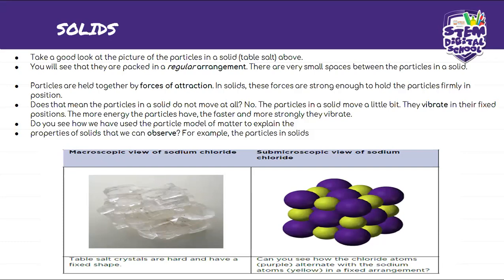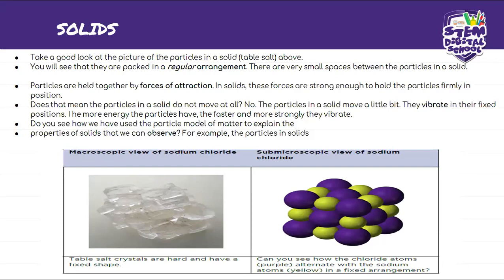Take note. Do you see we have used the particle model of matter to explain the properties of solids that we can observe? For example, the particles in solid. So the first one is the macroscopic view of sodium chloride. So that is a crystal. Table salt is what you can see, you can touch. So table salt crystals are hard and have a fixed shape, you can see.